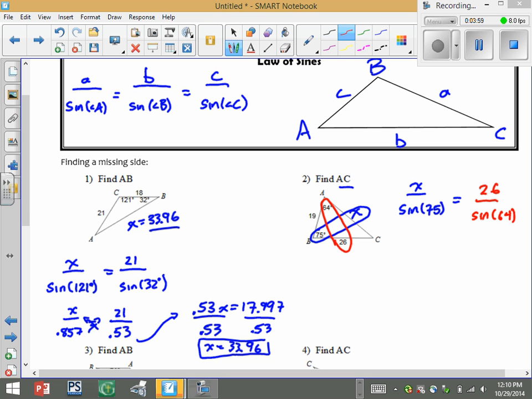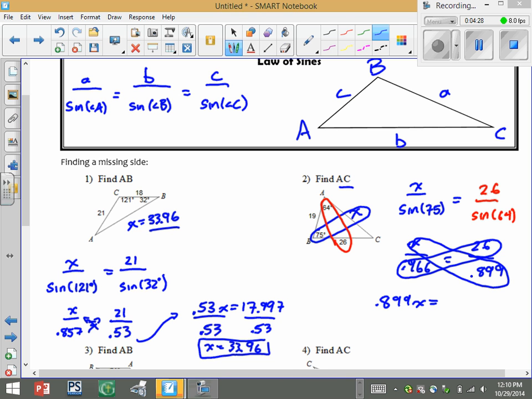Then at this point, we'll go to the calculator. We turn sine of 75 into that decimal, so we have x over 0.966 equals 26 over sine of 64, which is 0.899. I'm using three decimal places just to be a little more exact as we go. We cross multiply, so now we've got 0.899 times x equals 0.966 times 26, which is 25.116. Divide both sides by 0.899, and x is going to be equal to 27.94.